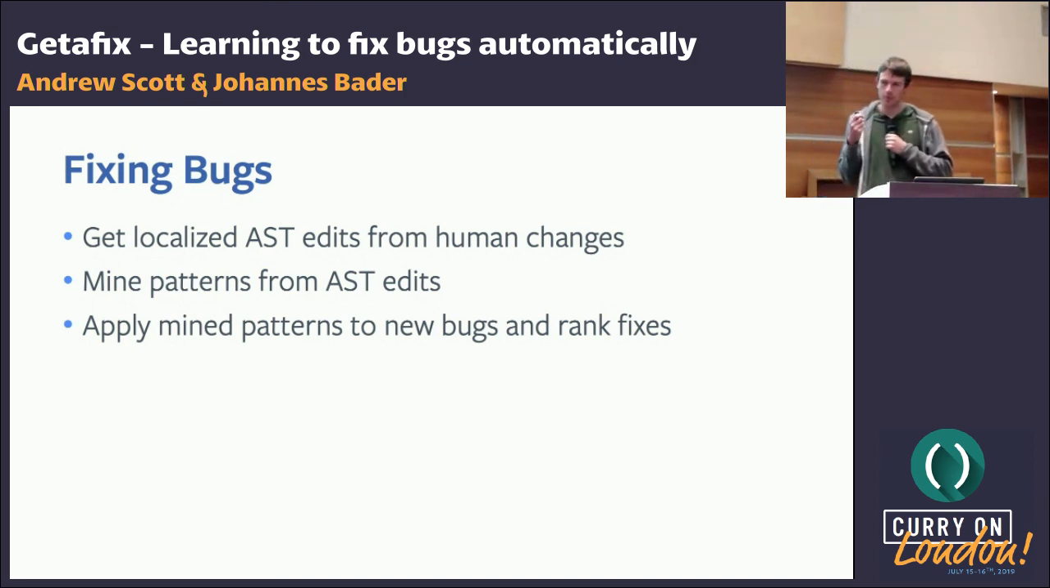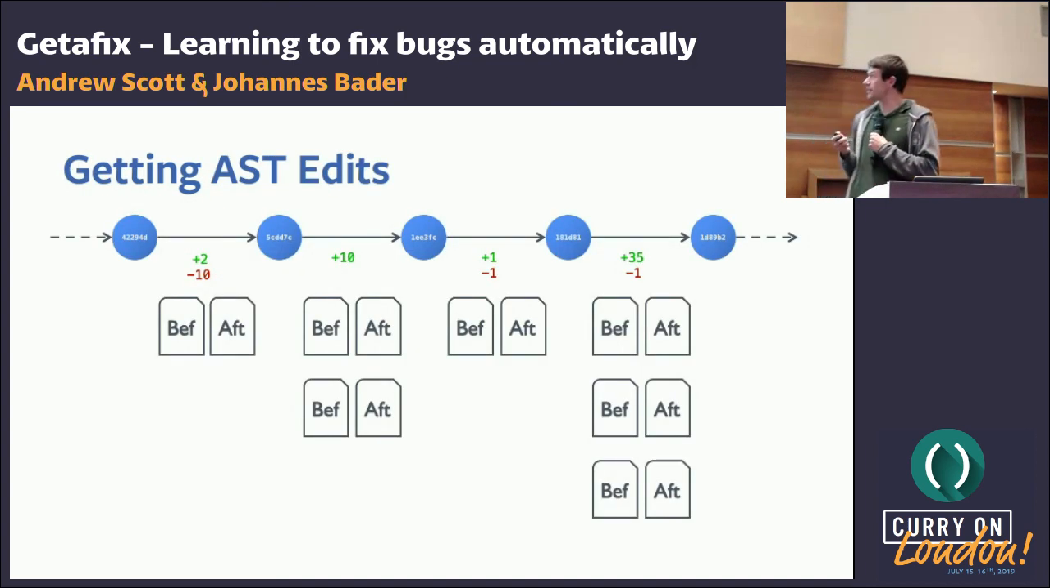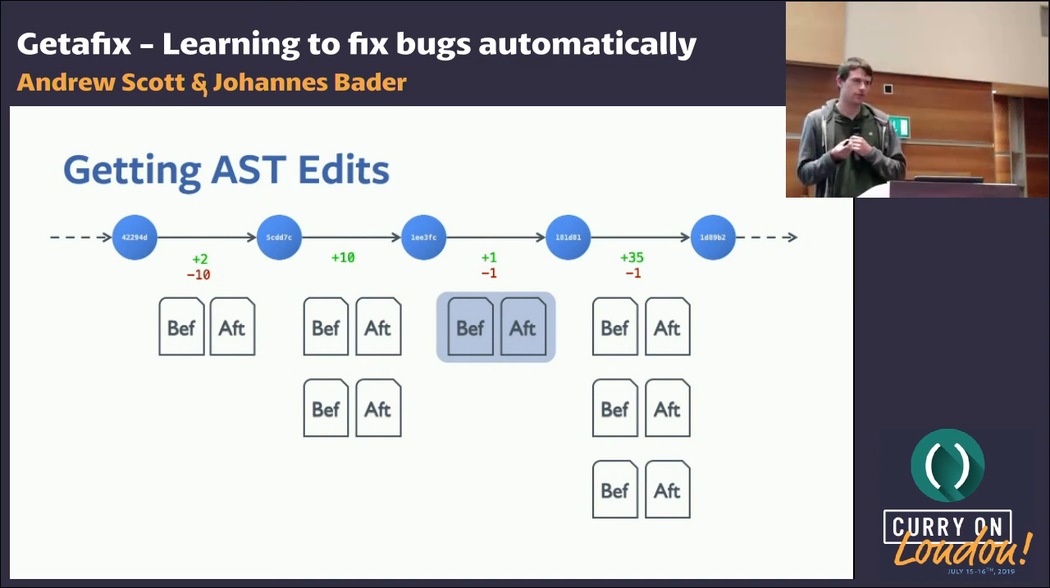And then third, we'll apply the patterns learned in the second step to new bugs, generate potentially a large number of possible candidate fixes, and we'll rank them based on how likely we think that a human would have made such a fix. So to start, we'll turn the human changes into AST edits. Cool. And as I mentioned before, we'll focus on changes which fix bugs.